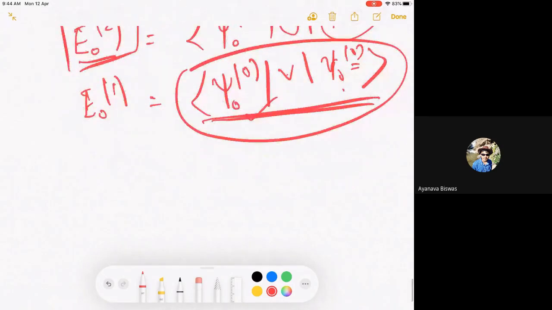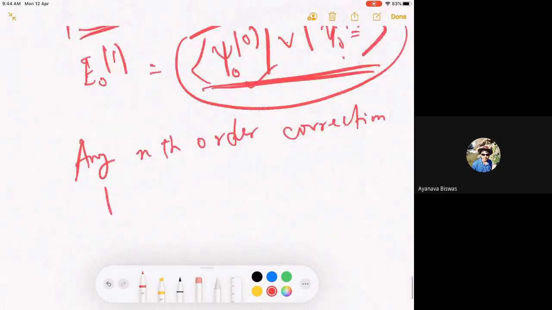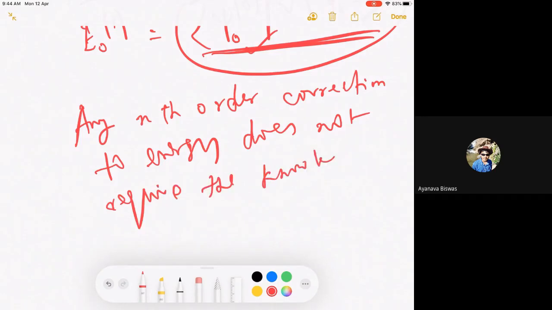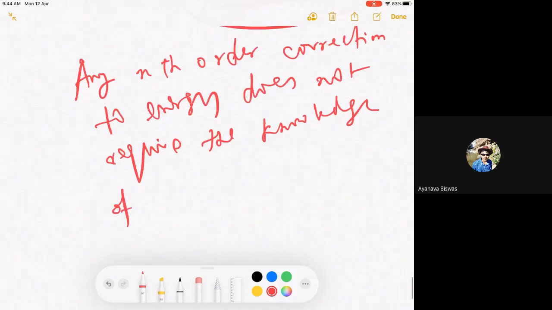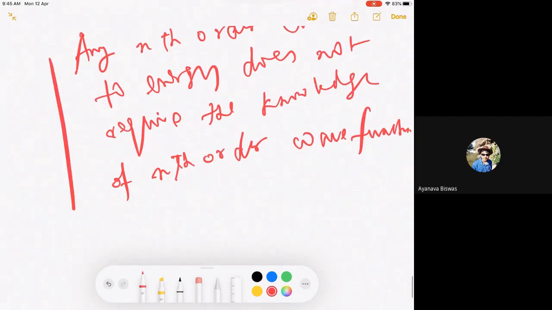So one of the important things is that any nth order correction, and this is generally true, to energy does not require the knowledge of nth order wave function. You actually require lower order knowledge. I will come to a very important theorem that Epstein had done, that is called Epstein's 2n plus 1 rule. I will not prove, but I will simply state.